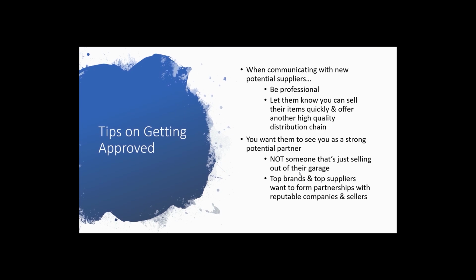Whether you pick up the phone and actually talk to them or you talk through email, when you communicate with potential suppliers, you want to be professional and let them know mainly what the most important thing to them is: that you can actually sell their items quickly, okay? Because they're not looking for another small business or small Amazon seller or small e-commerce seller to sell a couple products here and there. And you don't necessarily have to tell them that that might be all that you can sell initially, but they are specifically looking for another high quality distribution chain that's gonna sell their items quickly, okay? So that's kind of how you wanna position yourself.